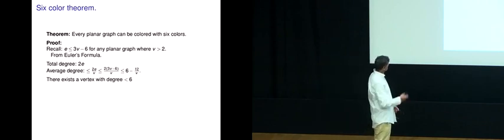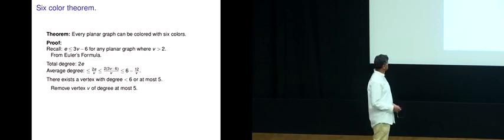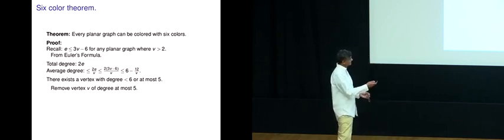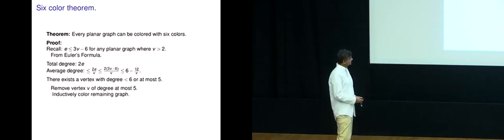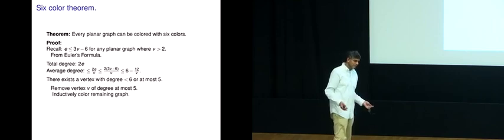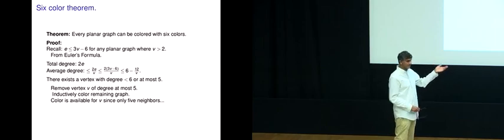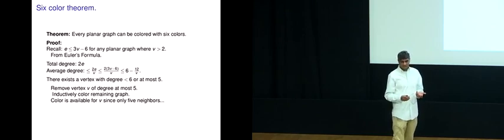It says that there's some vertex with degree less than 6, or at most 5, because the degrees are integers, or they're even natural numbers. Remove the vertex v of degree 5. Inductively, or recursively, color the remaining graph. A color is available for v since there's only 5 neighbors. Right? There's 6 colors. Your 5 neighbors have used up 5 of them. You must have one available for you.